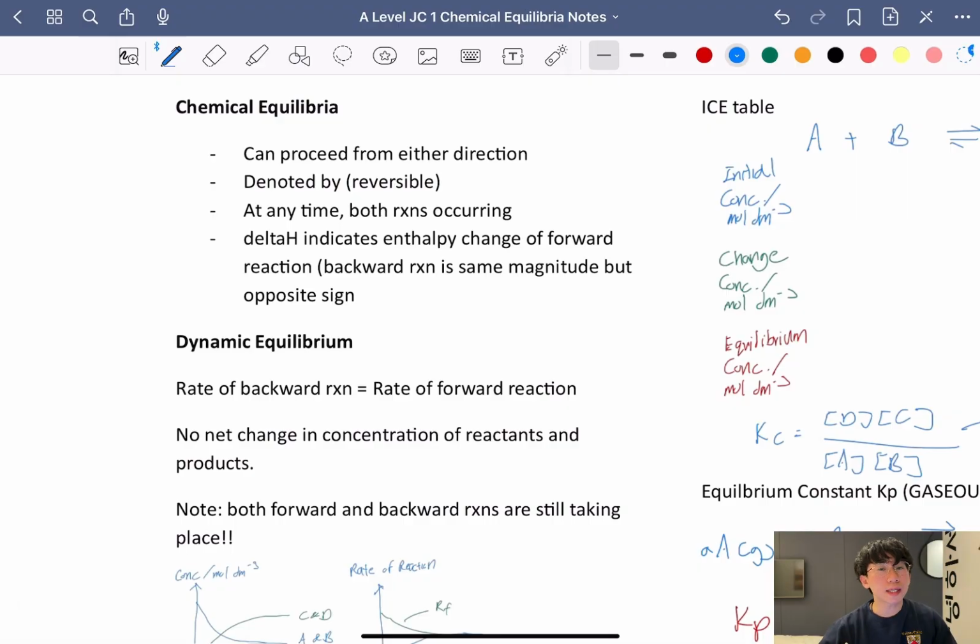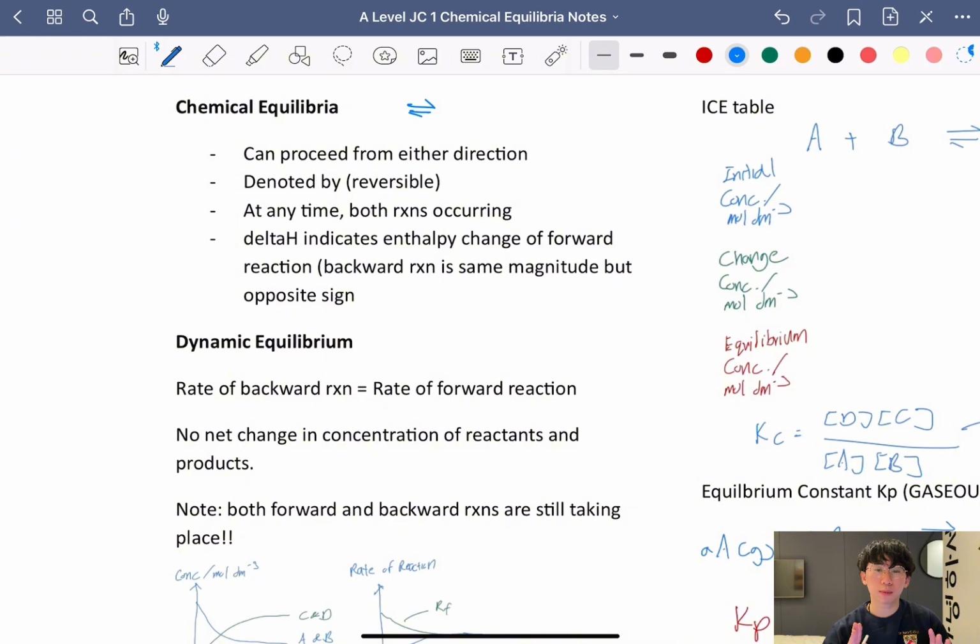Let's begin. I find that chemical equilibria is a very application-heavy concept, very similar to reaction kinetics, where mostly the questions test your understanding of concepts and various applications of the different concepts itself, whether it be through open-ended questions or calculation questions. So to start things off, chemical equilibria is denoted by this reversible sign over here, which shows that a reaction can proceed from either direction, whether it's a forward reaction or a backward reaction.